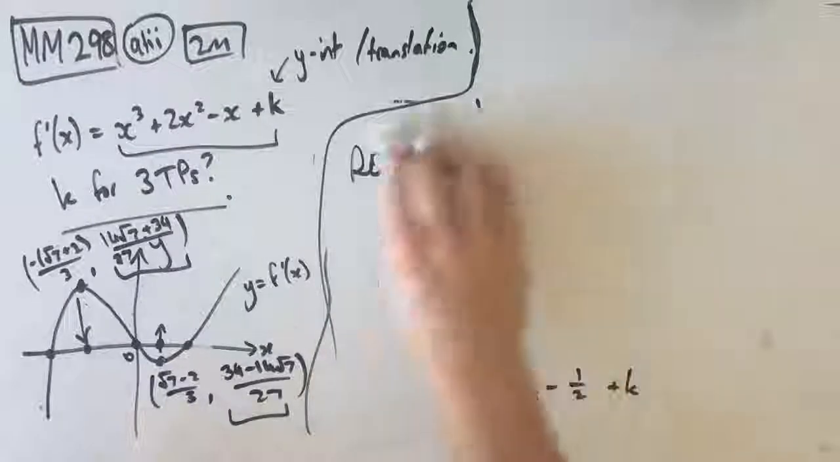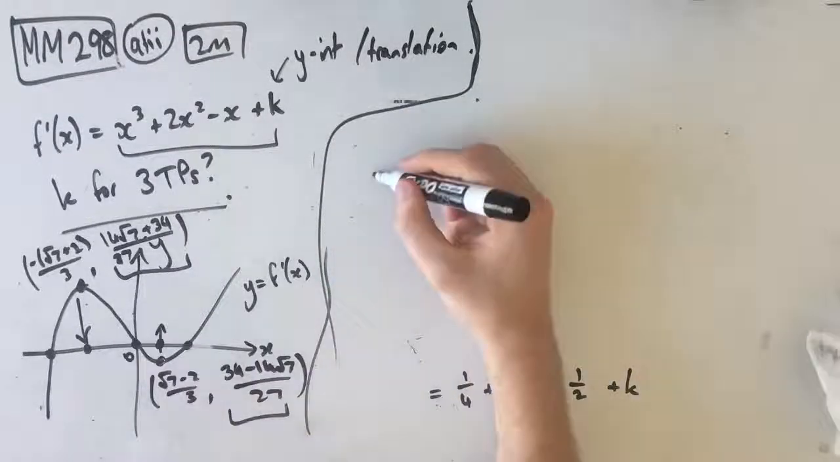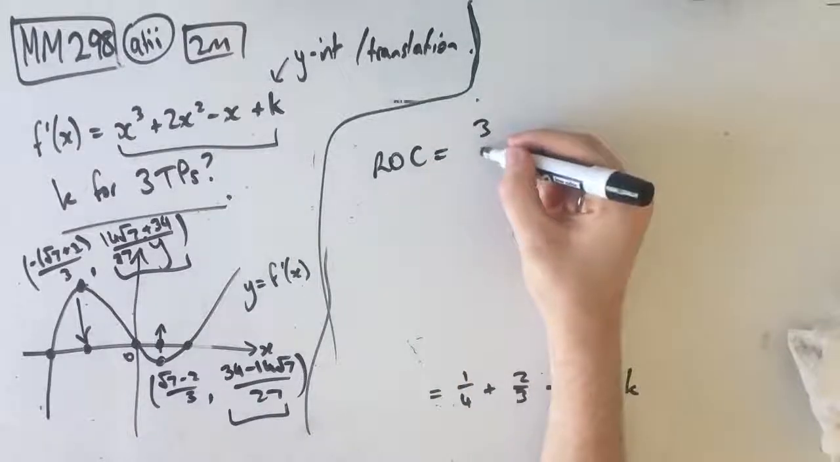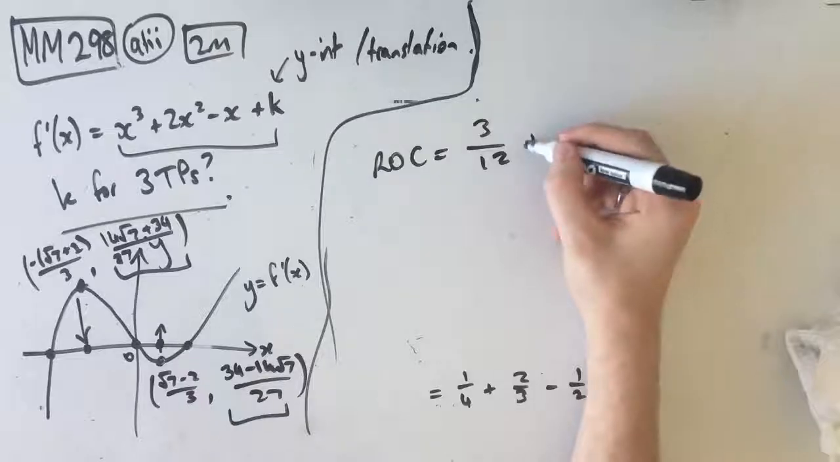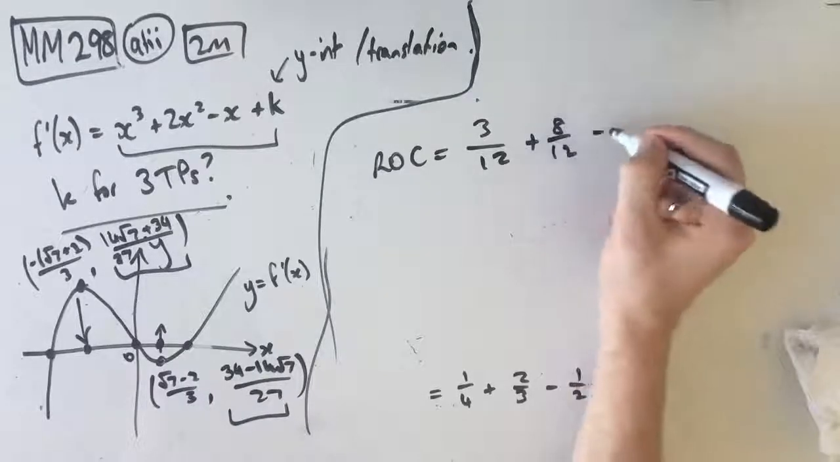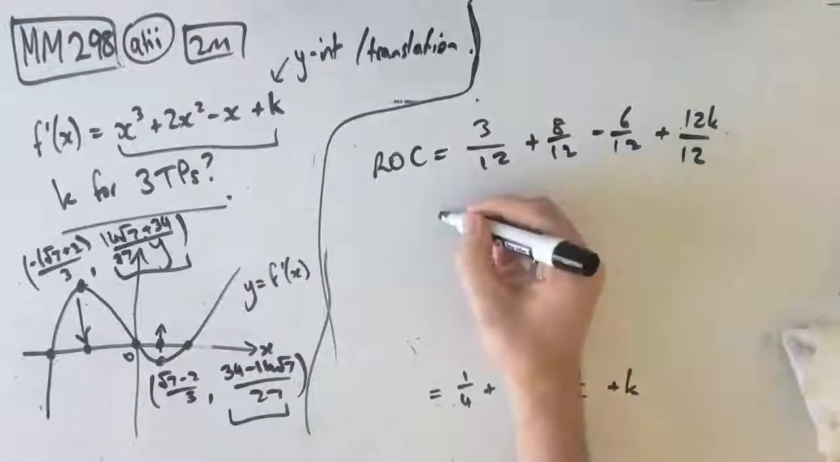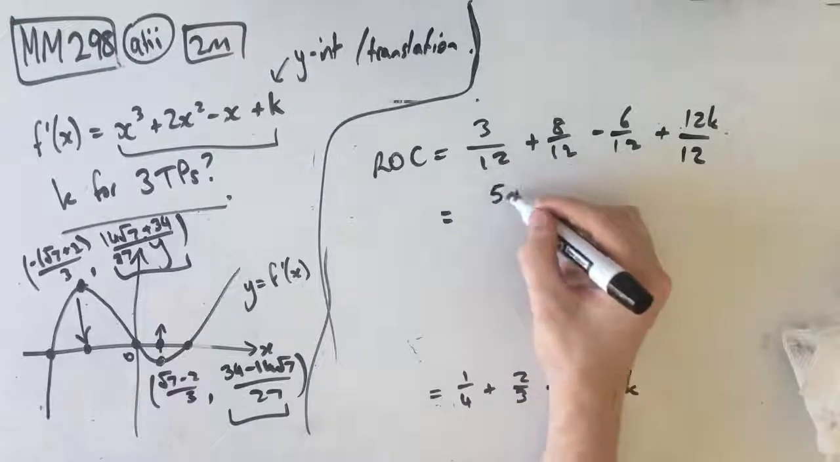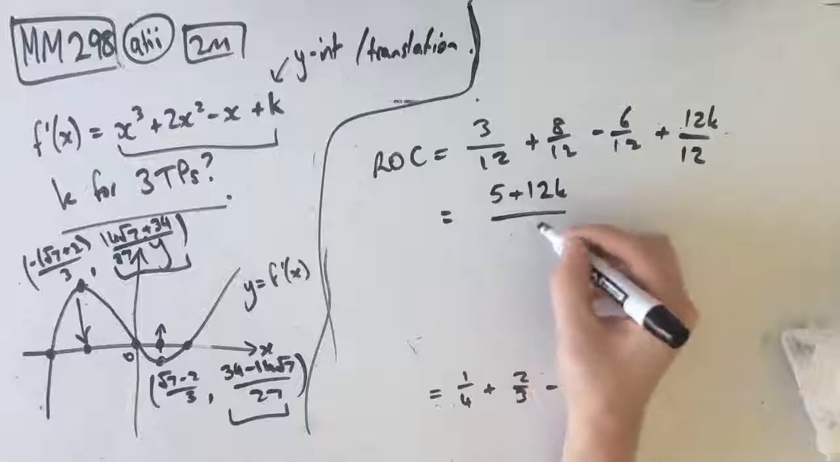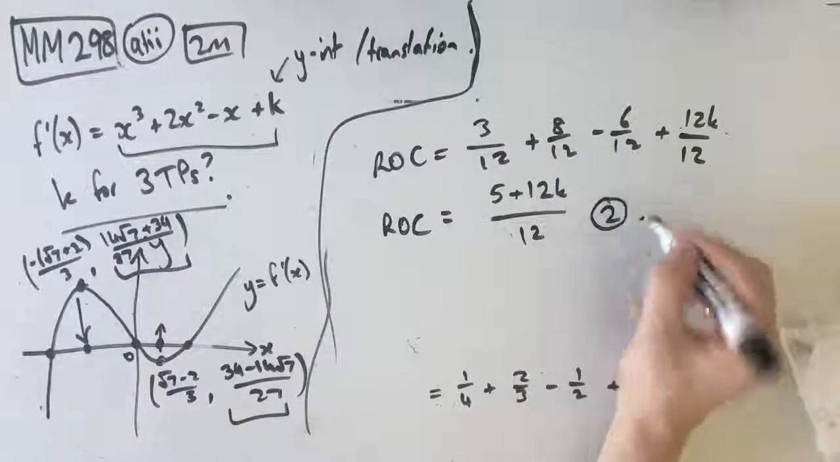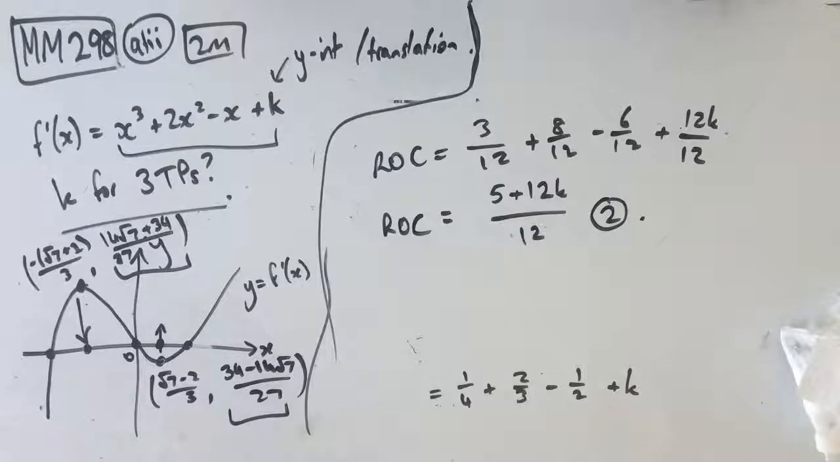So what we get is, you know what, we can simplify all this to 3 on 12 plus 8 on 12, take 6 on 12 plus 12k over 12, and then we can simplify this to 5 plus 12k over 12. This is our second mark. So remember, we wanted the average rate of change in terms of k, and this is in terms of k, which means that's our final answer.